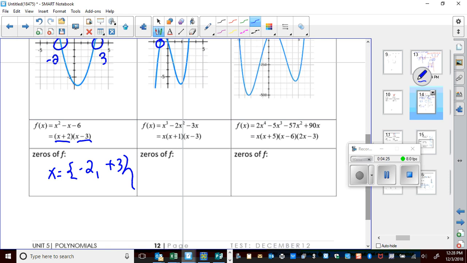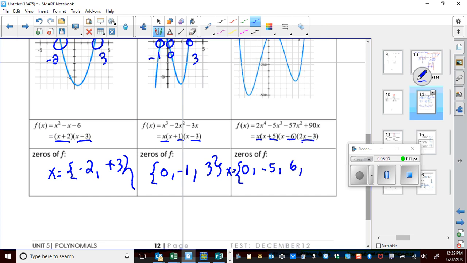Next one, I have a 0 at -1, 0, and 3. So when I write these zeros, here at {0, -1, and 3}. And if you notice, like I said, these are the opposites of what those zeros are. So in conclusion, the last one, I don't even need to really circle them. I can just write them out. For just x, I have a 0 at 0. For x plus 5, I should have one at -5, and for x minus 6, I should have one at +6. And for this one, if you swing it back over, it should be +3 over 2.